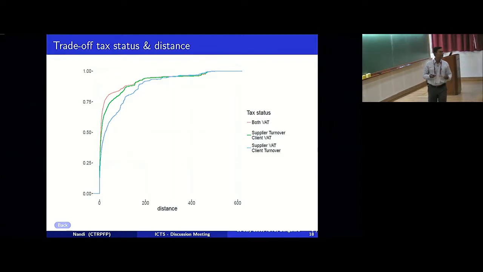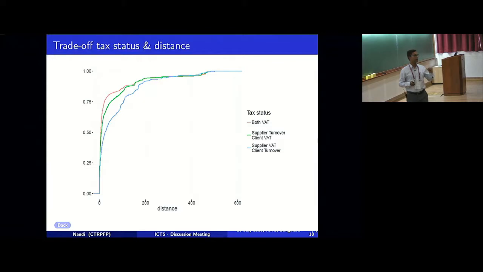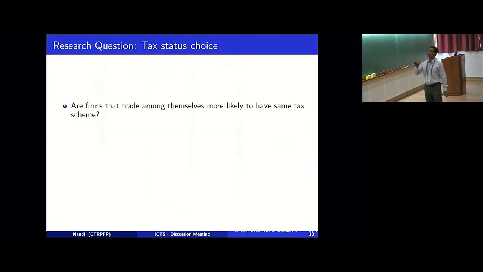A 50 kilometer radius will be a district, I guess. So very localized transactions. There are distant transactions, but very few. So most of the transactions are localized. We use this information to answer this question.